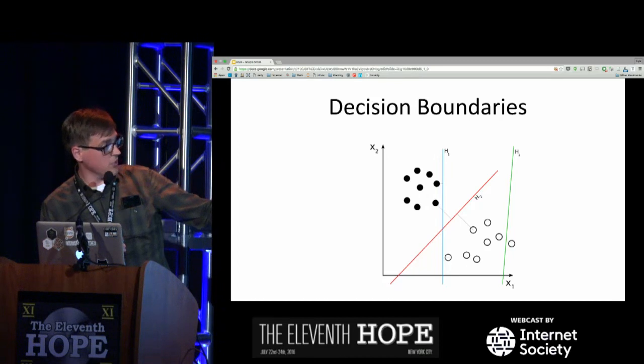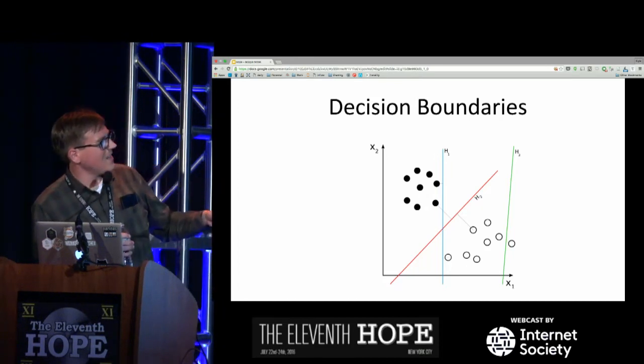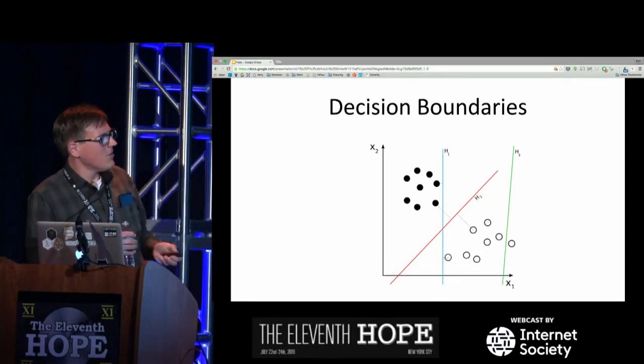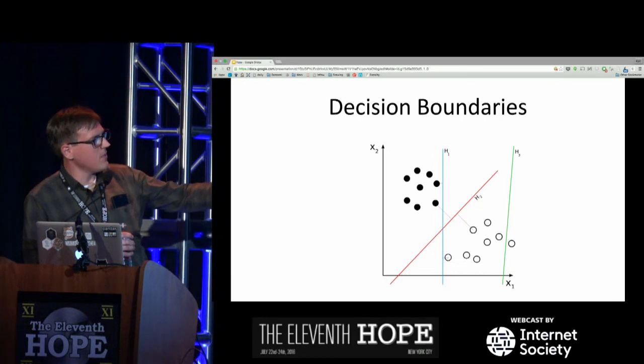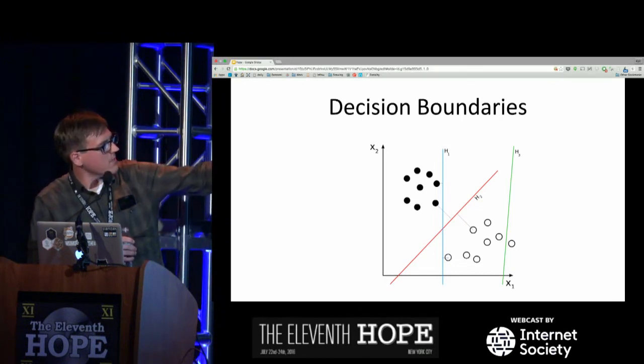H1 actually looks pretty good. It perfectly separates the data, but there's something intrinsically unpleasant about it, because what ultimately we want is not just to get a system that describes the data we know about, but when we have a new data point come in, let's say one that's right here, is that going to be considered a black point or a white point?